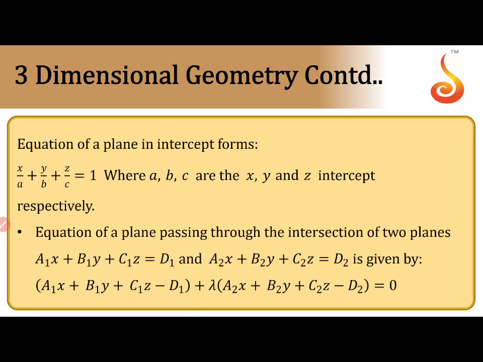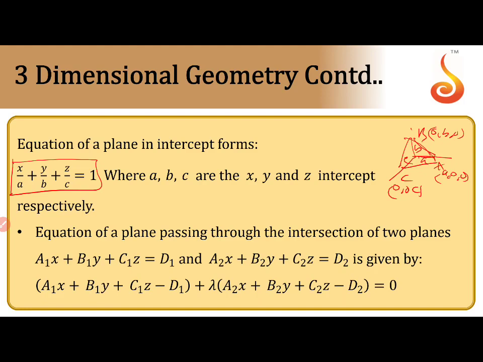Next, the equation of a plane in intercept form. The plane meets the coordinate axes at A, B, C. Here A is the x-intercept, that is, the coordinates are (A, 0, 0), (0, B, 0), (0, 0, C). So A is the x-intercept, B is the y-intercept, C is the z-intercept. The equation of the plane is x by A plus y by B plus z by C equal to 1. In two-dimensional geometry, you have the equation of a line in intercept form, x by A plus y by B equal to 1. In three-dimensional geometry, x by A plus y by B plus z by C equal to 1. Here an extra z-intercept comes, that is C.